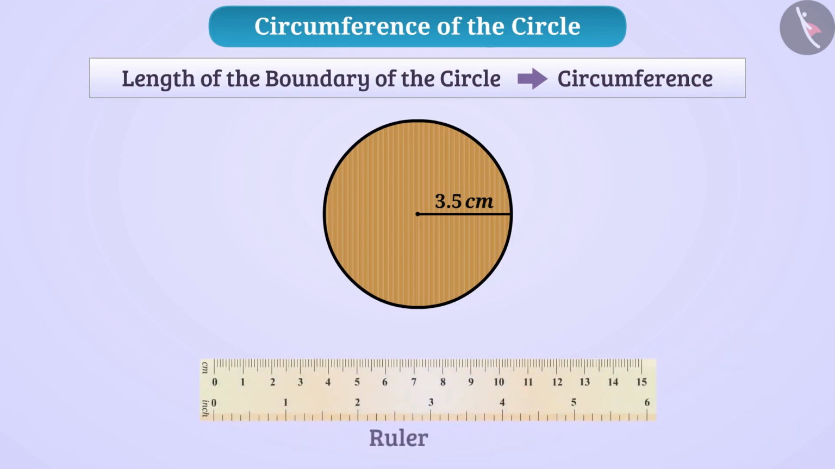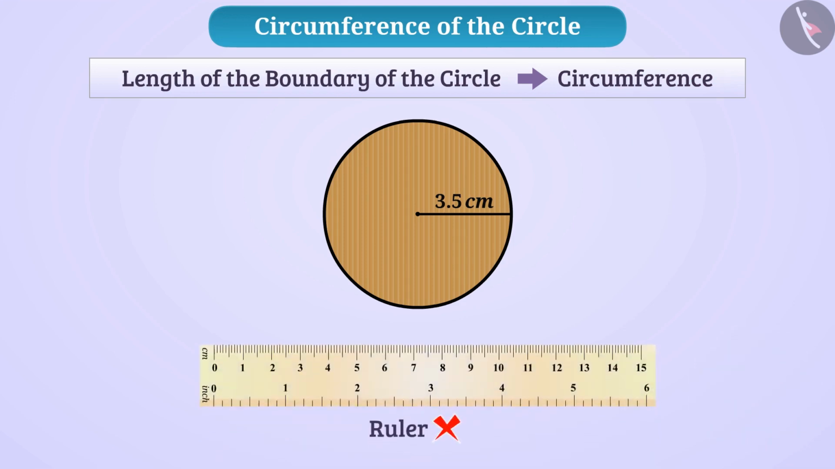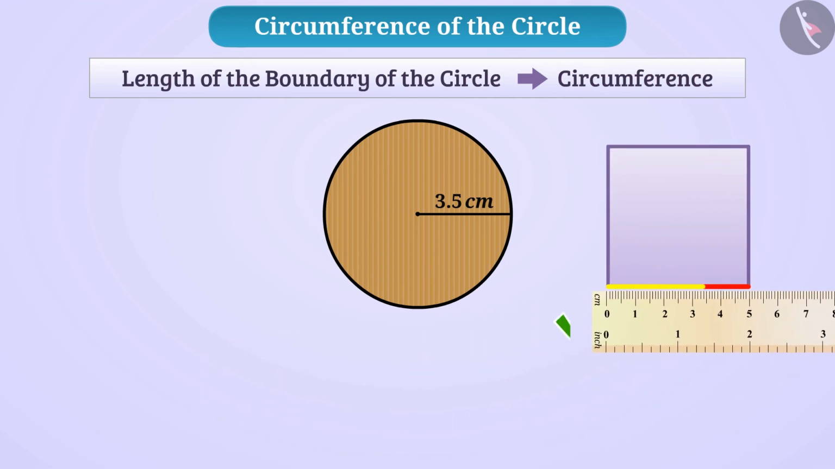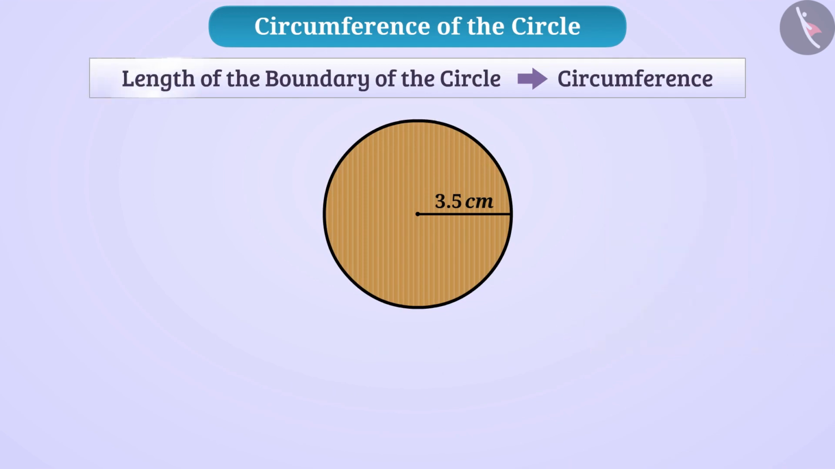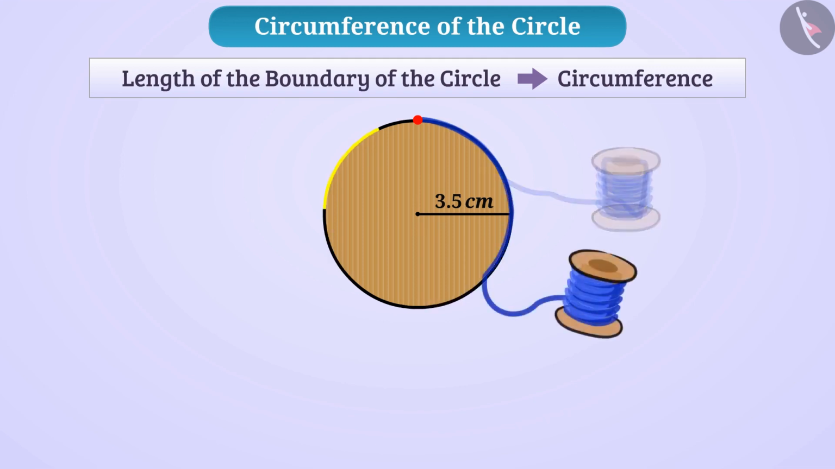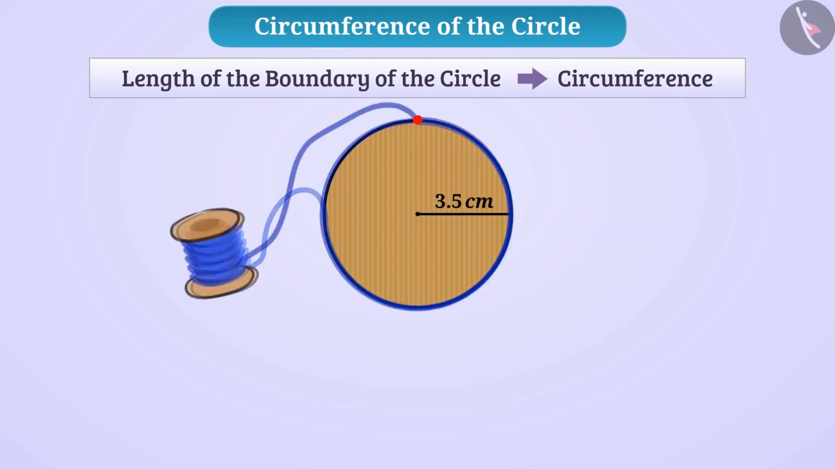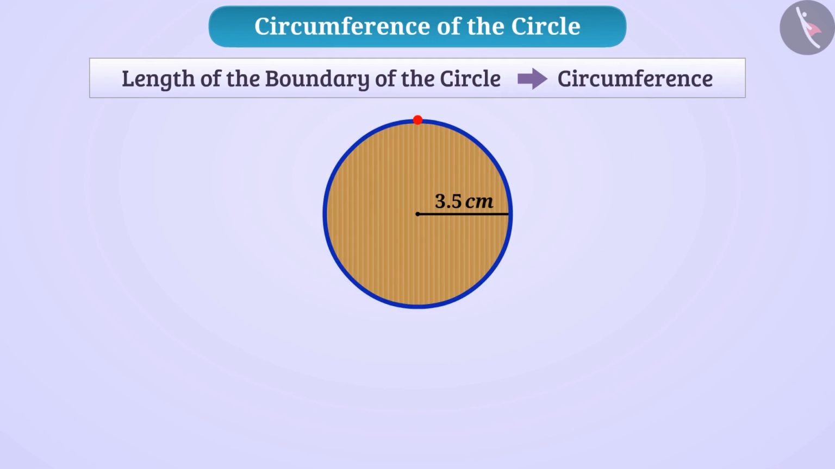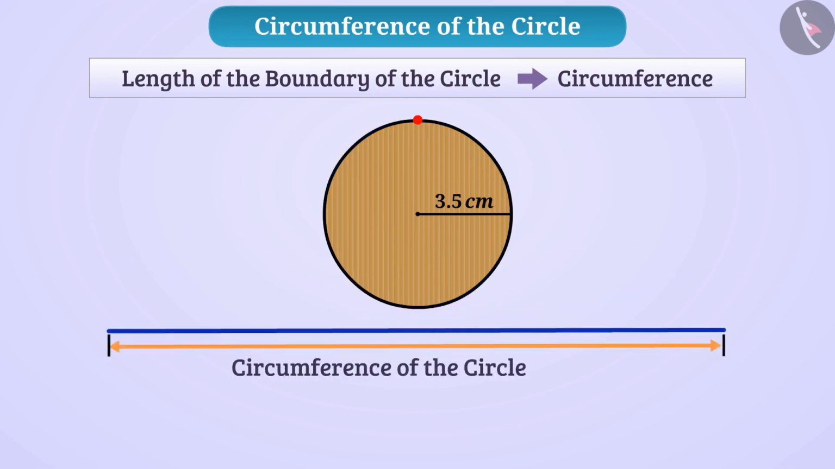Of course, a ruler cannot be used here because a ruler is used to measure the length of a straight line. Since the boundary of the circle is curved, we cannot find the length of its boundary with the ruler. To find it, mark a point on the boundary, place a thread on this point and move it along the edge of the circle. The length of the thread required to reach the starting point, that is, to make a complete round, gives us the idea of circumference of the circle. In this case, the circumference of the circle is 22 centimeter.